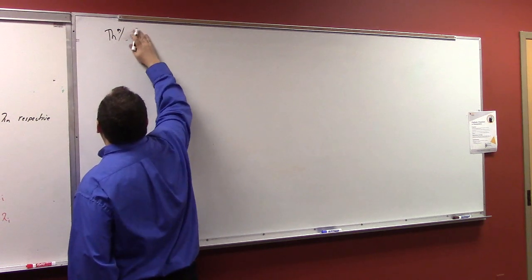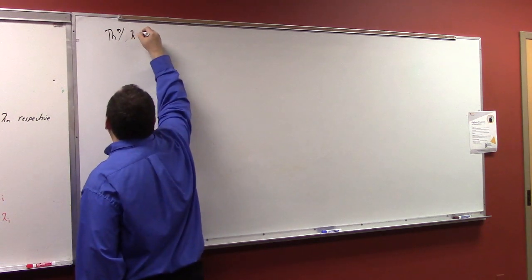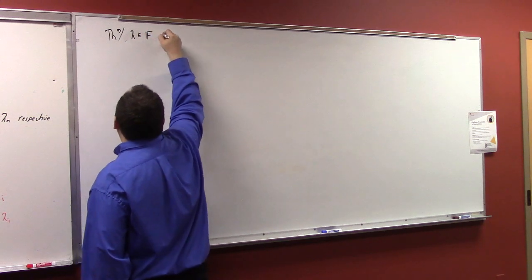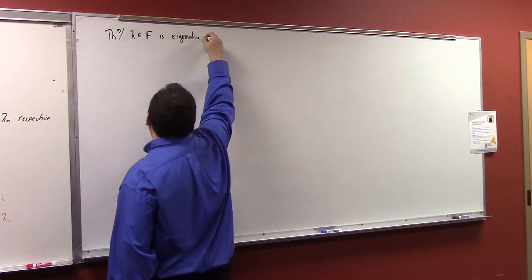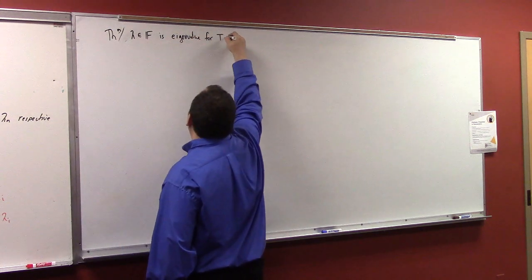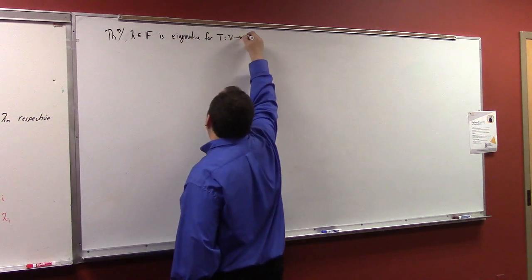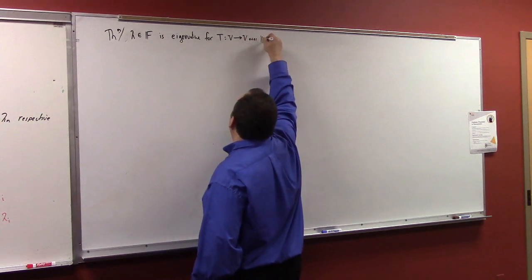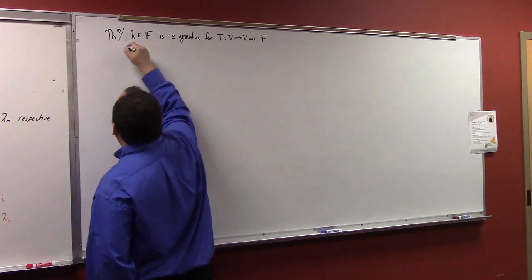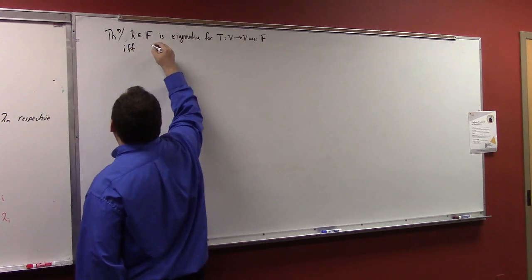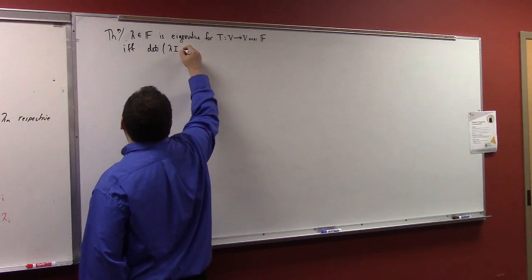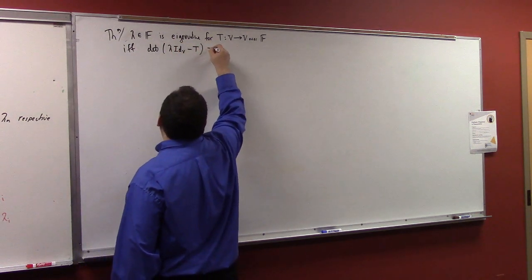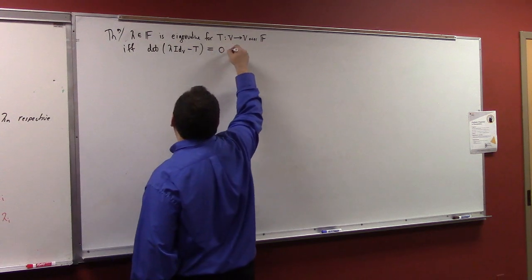Let's say it this way. Lambda in the field is an eigenvalue for T from V to V, over F, if and only if the determinant of lambda times the identity on V minus T is equal to 0.